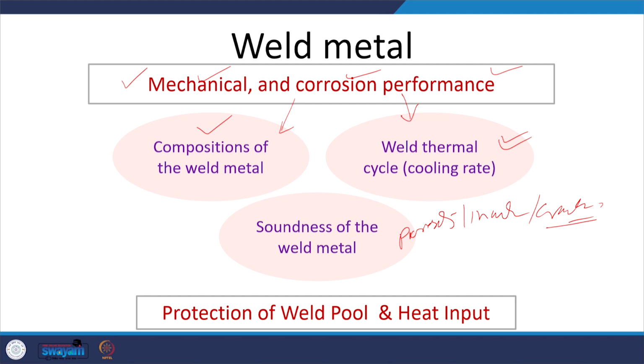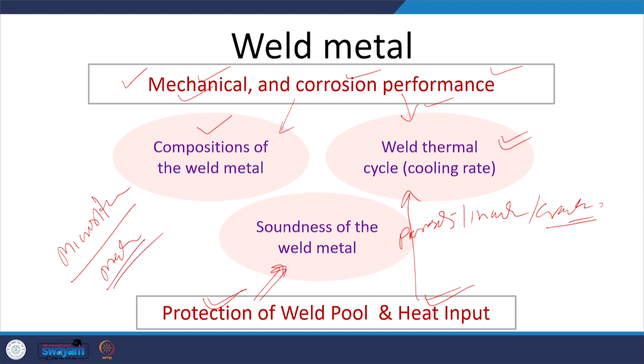So, weld metal properties are also affected by the protection of the weld metal and the heat input. So, all these, the mechanical properties and corrosion resistance of the weld joint will depend upon these two bigger factors, heat input and the protection. Because protection determines the soundness, heat input determines the cooling rate or the weld thermal cycle for a given composition of the weld metal, that will be affecting the microstructure, and which in turn will be affecting the mechanical properties. This is the sequence.